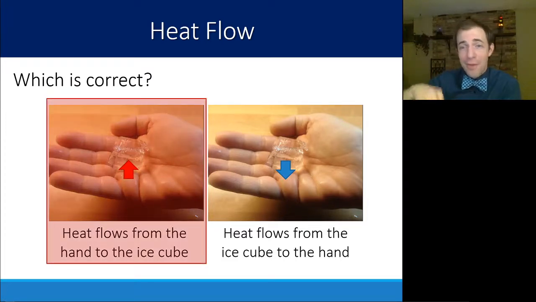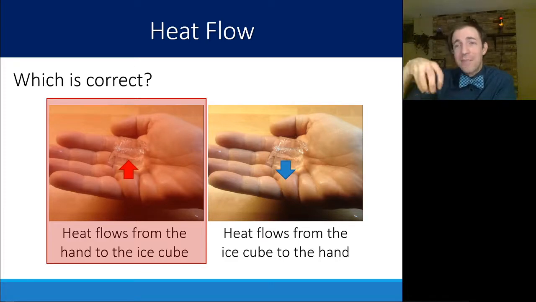Instead, heat is still flowing from hot to cold. It's flowing from your hand to the ice cube. The reason your hand starts to feel cold is because it is losing some of that energy, that those molecules in your hand are starting to slow down and get colder because the heat is flowing away.